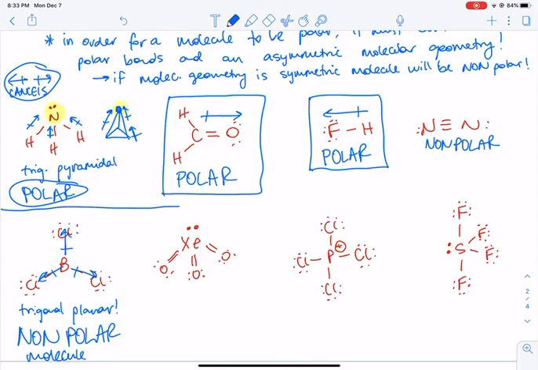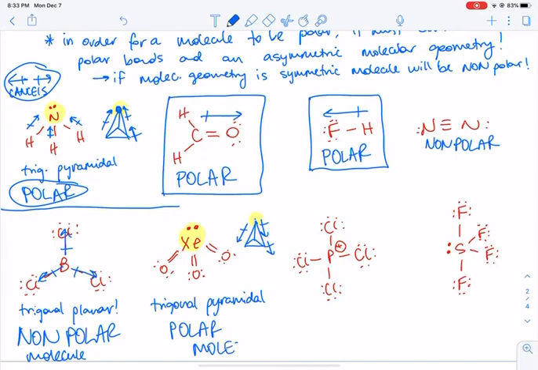Xenon trioxide has trigonal pyramidal geometry, right? We know trigonal pyramidal is a non-symmetric geometry with respect to that central atom, right? And so what this one looks like is we have all of our dipole moments pointing away from the xenon, which is highlighted here, right? So they're not opposing each other. They're all facing the same direction. So this is an example of, again, a polar molecule.